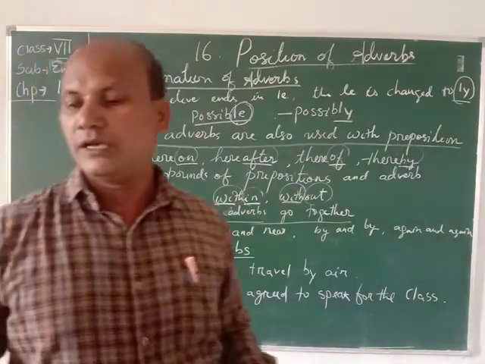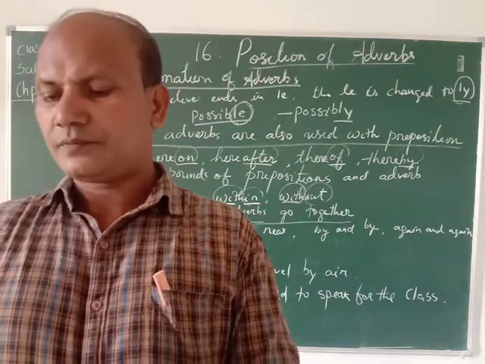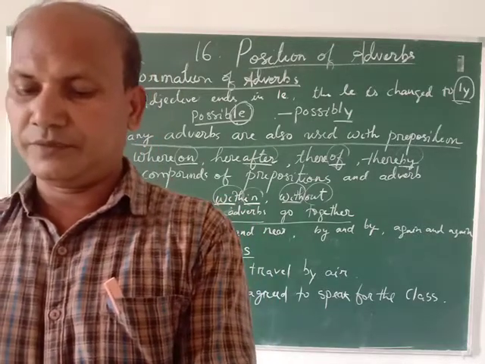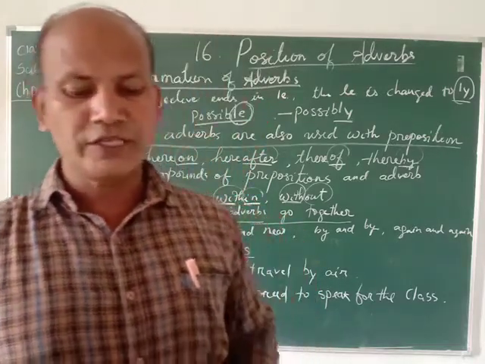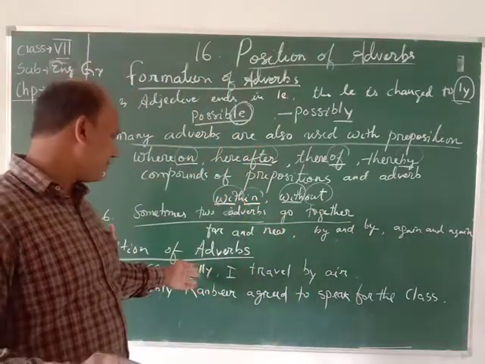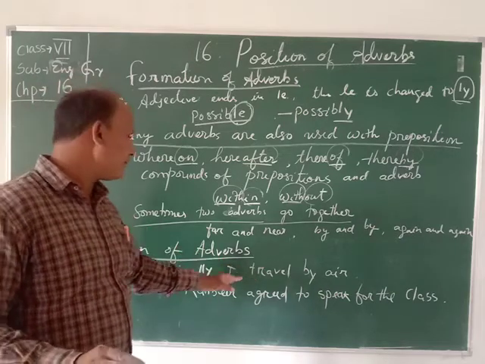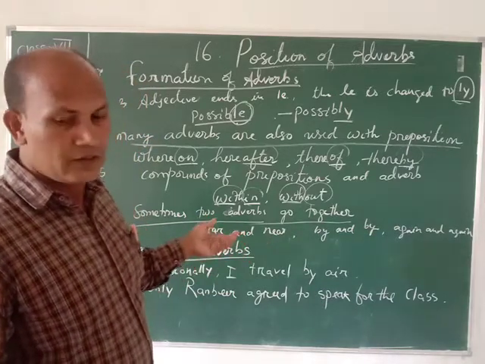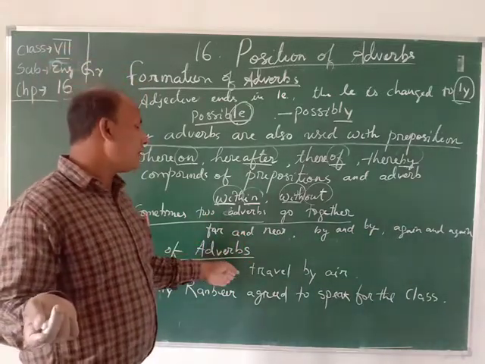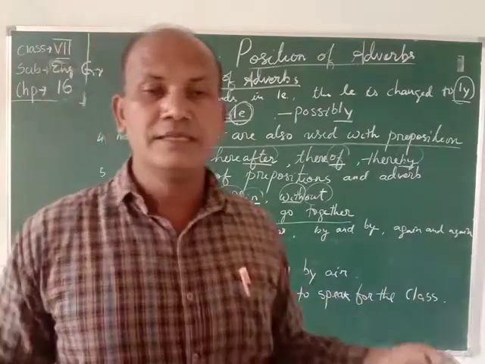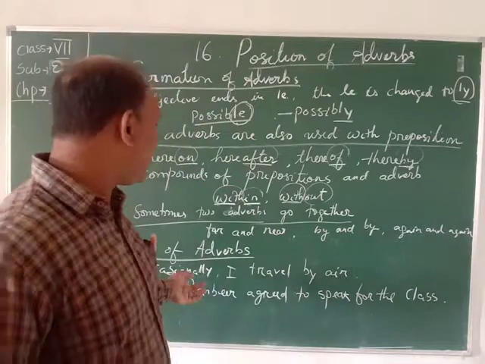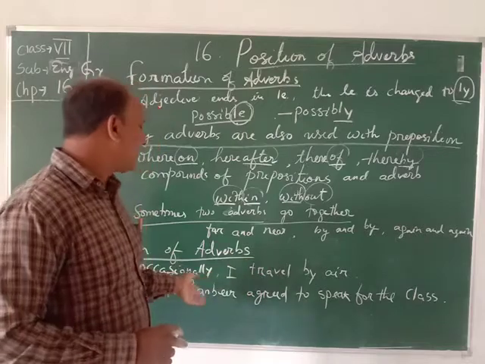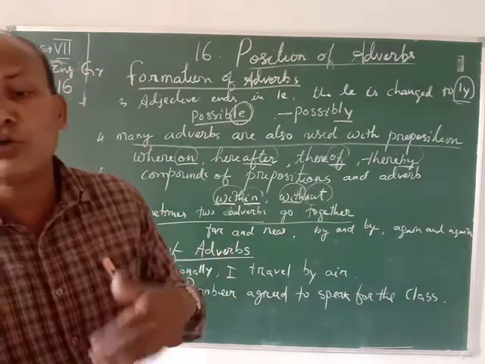Now, position of adverb. How do we have to put adverbs? Let's discuss here, just like occasionally, one example. Suppose we can say: Occasionally I travel by car. I occasionally travel by car. I travel occasionally by car. Or I travel by car occasionally. Yes, clear to understand? Occasionally I travel by air. I occasionally travel by air. I travel occasionally by air. I travel by air occasionally. Four ways you can see.